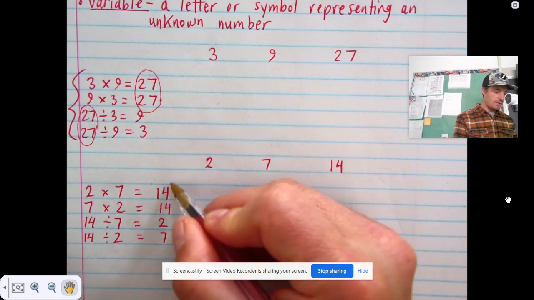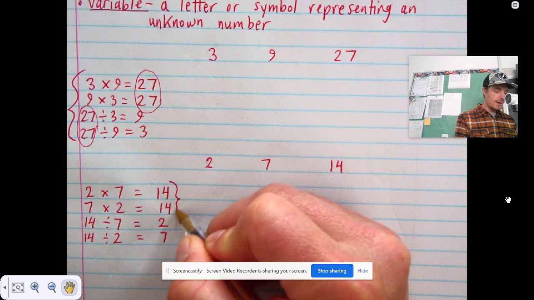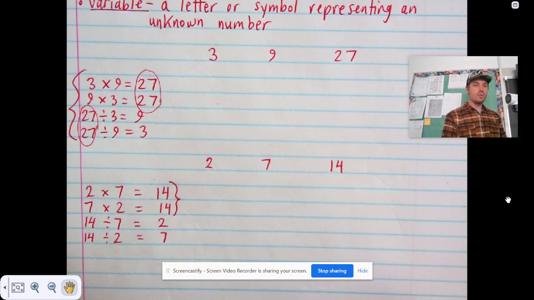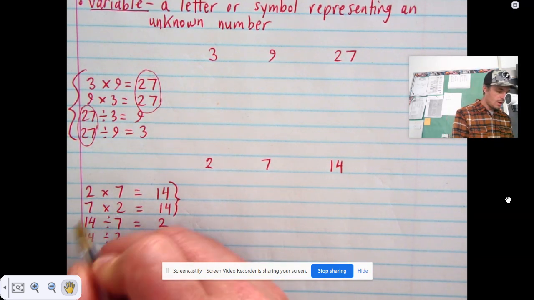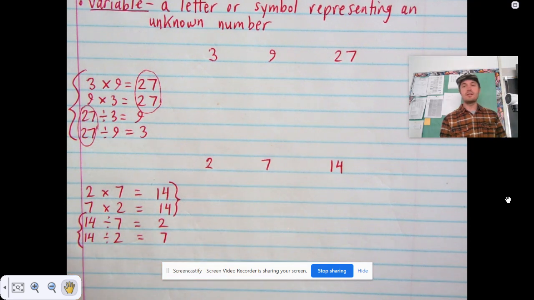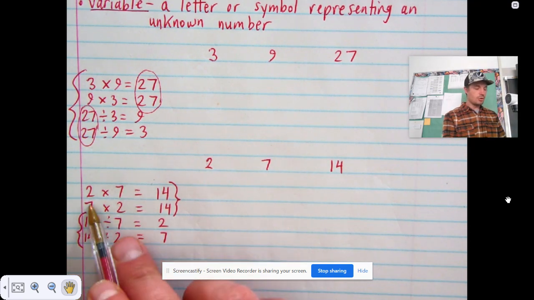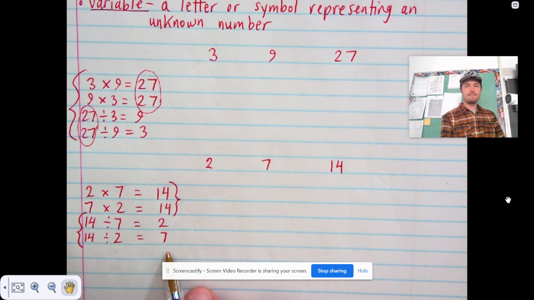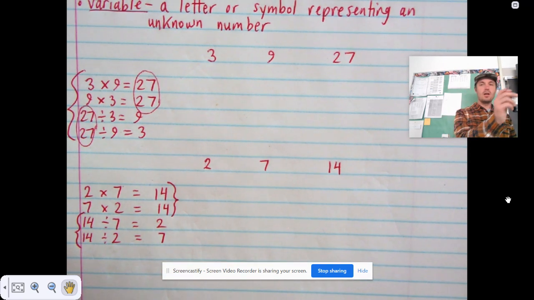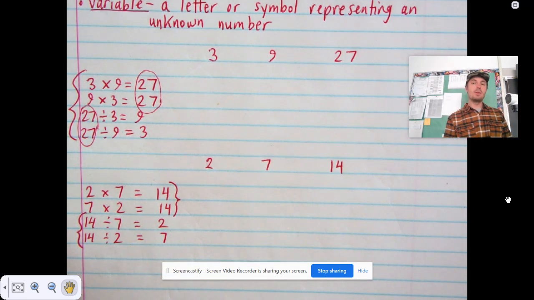Same thing here. We've got the larger number, 14, all the way to the right when it's multiplication, and all the way to the left when it's division. The other numbers just switch places. Okay, let's do one more example of making a fact family with three numbers before we move on to finding the unknown using a fact family.